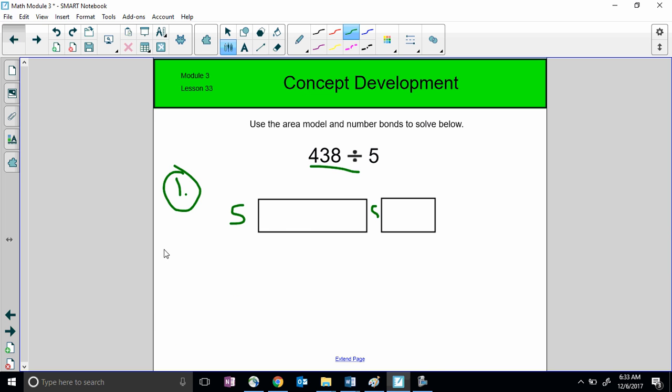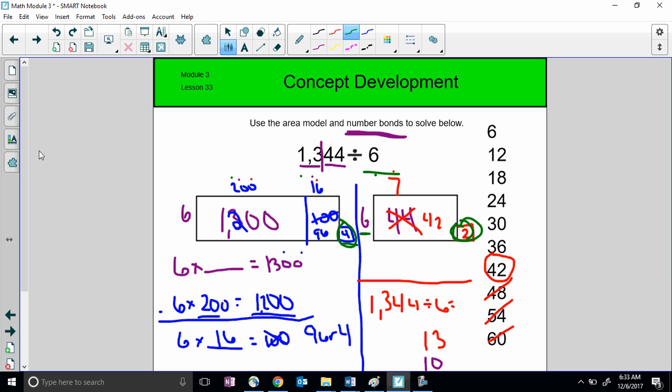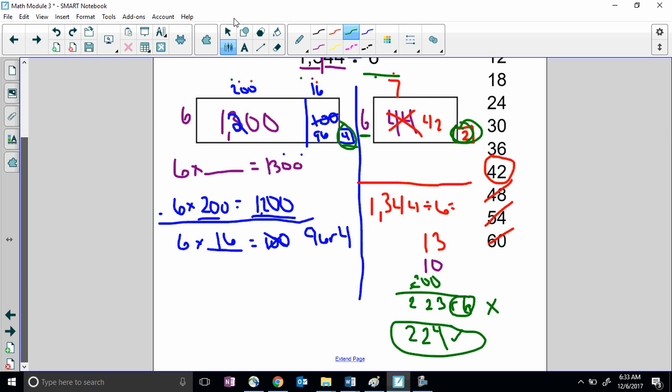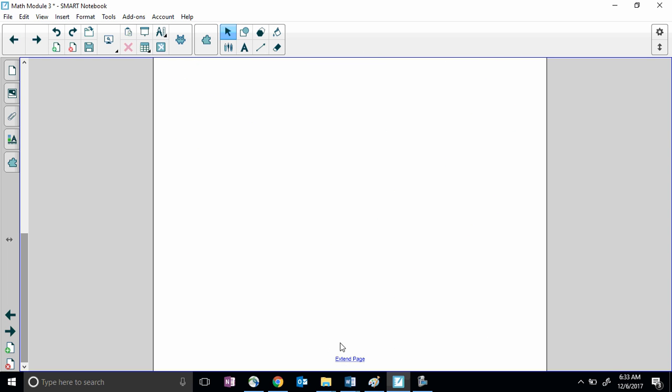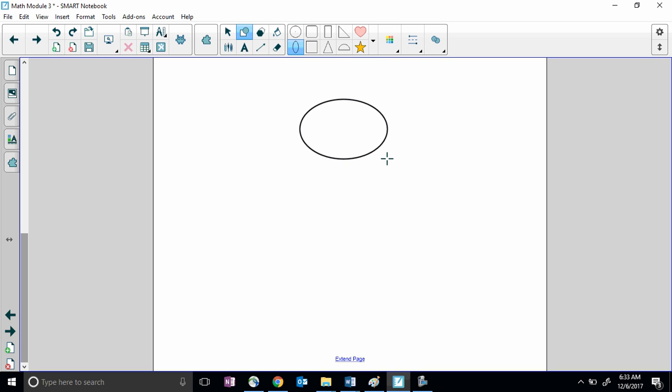Oh, I totally forgot to show you number bonds because I said number bonds. This is what happens when Miss Kohler gets distracted. So, the number bond, I'll do an oval. Ovals are easier for me to write in anyways.